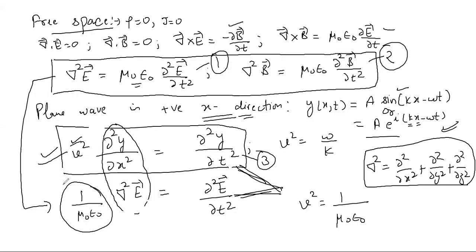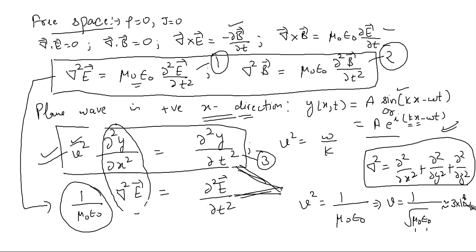If your v square is equal to 1 upon mu naught epsilon naught, that basically would mean that your v is equal to 1 upon square root of mu naught epsilon naught. अब अगर आप इसमें if you plug in the value of permeability and permittivity of free space, what you get is something which is 2.99 into 10 raised to power 8 meter per second. You can do that yourself, plug in the value of mu naught and epsilon naught and see if you get the v to be equal to 3 into 10 raised to power 8 meter per second.